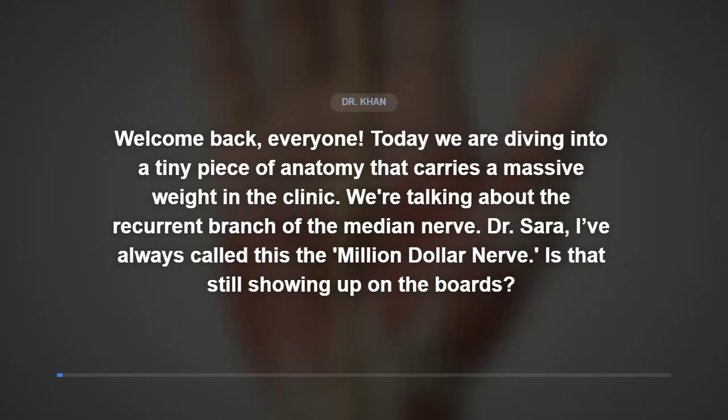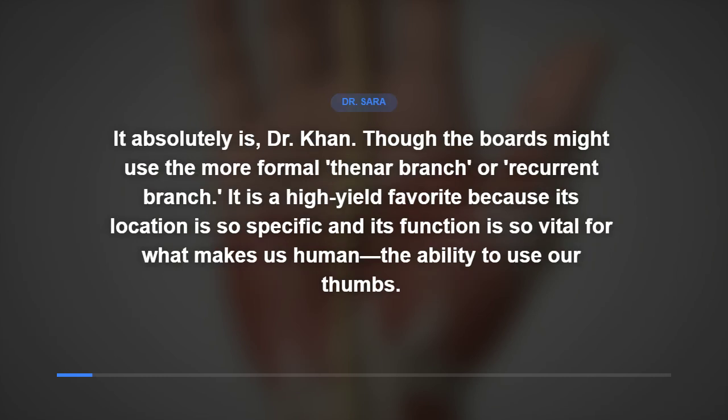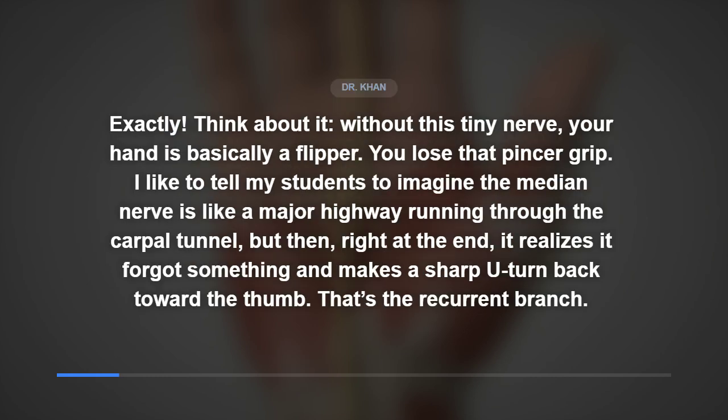Welcome back, everyone. Today we are diving into a tiny piece of anatomy that carries a massive weight in the clinic. We are talking about the recurrent branch of the median nerve. Dr. Sarah, I've always called this the $1,000,000 nerve. Is that still showing up on the boards? It absolutely is, Dr. Khan, though the boards might use the more formal thenar branch or recurrent branch. It is a high-yield favorite because its location is so specific and its function is so vital for what makes us human, the ability to use our thumbs.